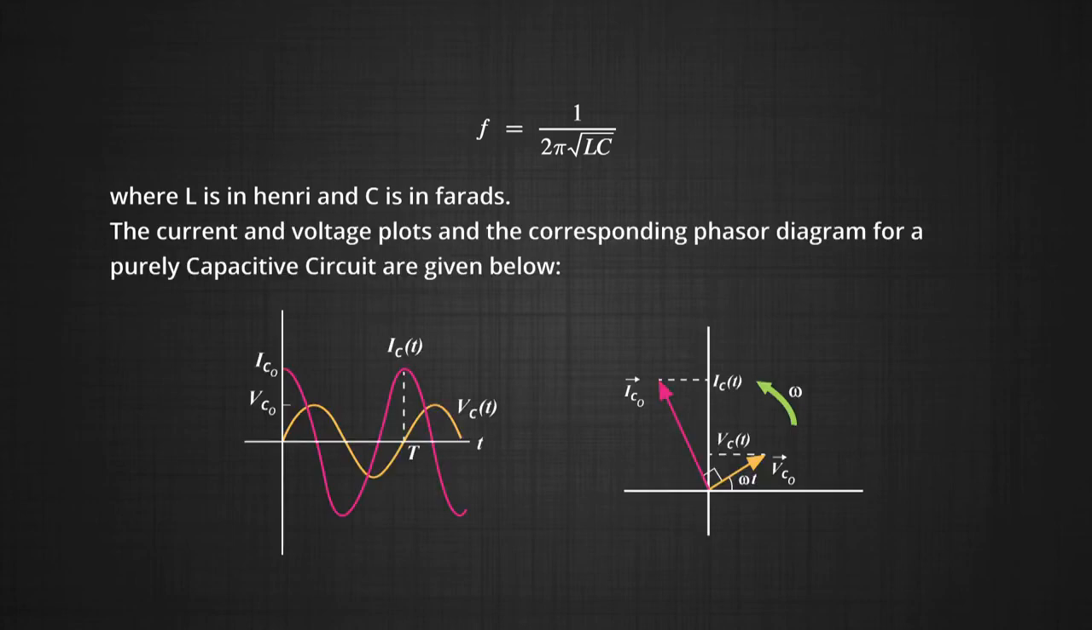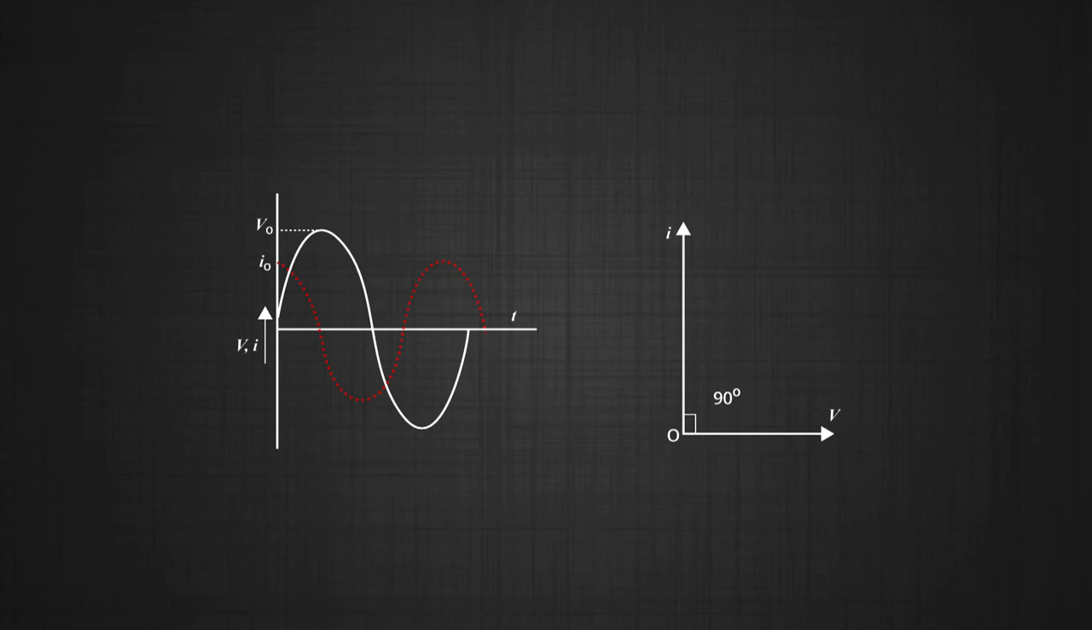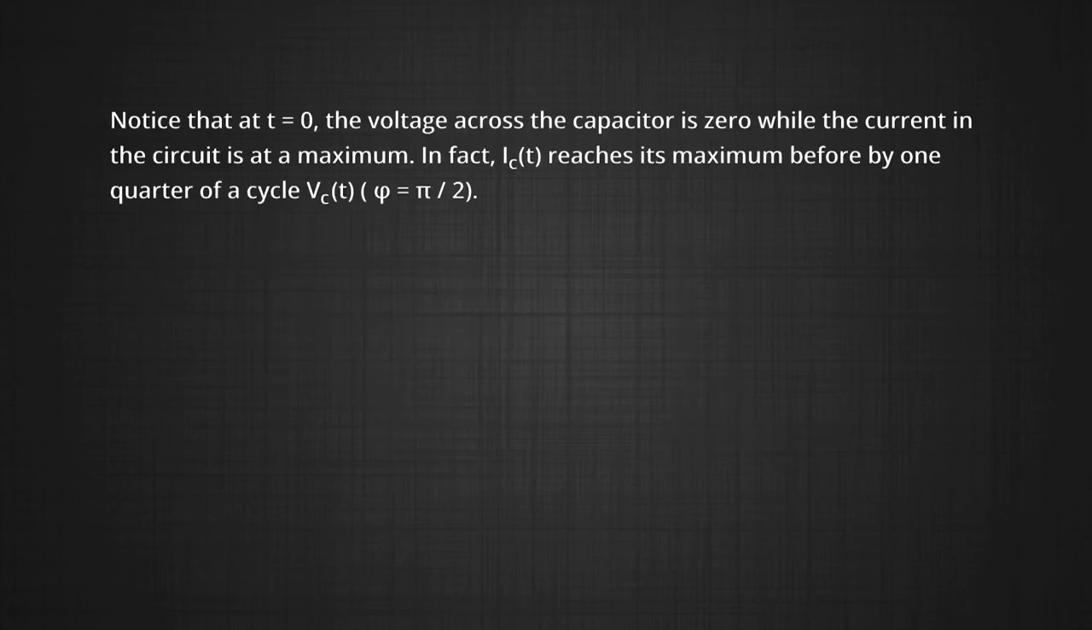The current and voltage plot and the corresponding phasor diagram for a purely capacitive circuit are given below. We can see here the variation of current and voltage over a certain interval of time. There is a phase difference of minus pi by 2. That means when voltage starts from 0, the current starts from pi by 2 or 90 degrees. So, we notice that at t is equal to 0, the voltage across the capacitor is 0, while the current in the circuit is at maximum.